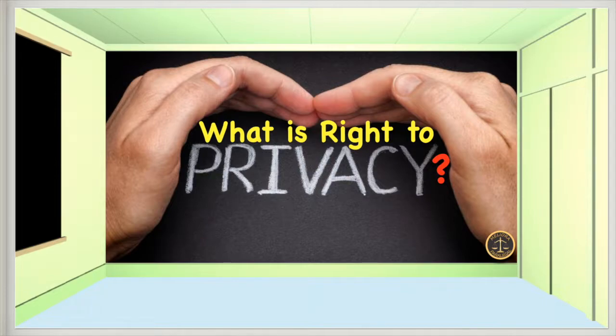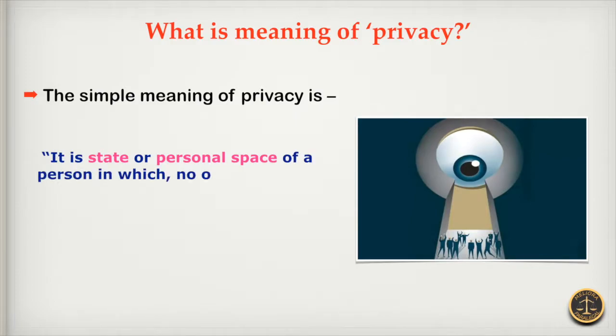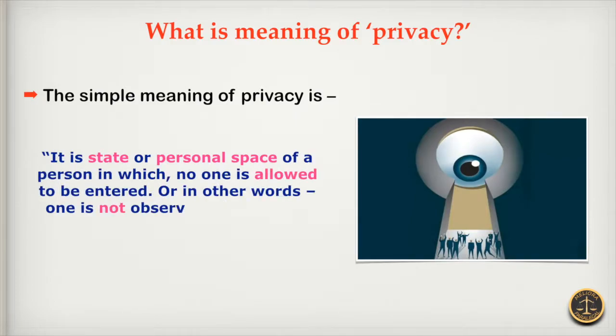Article 21 is enshrined in Part 3 under the heading Fundamental Rights of the Constitution that protects life and liberty of the people. However, before discussing the topic, let's first understand the meaning of privacy. The simple meaning of privacy is a state or personal space of a person in which no one is allowed to enter, or in other words, one is not observed or disturbed by other people.